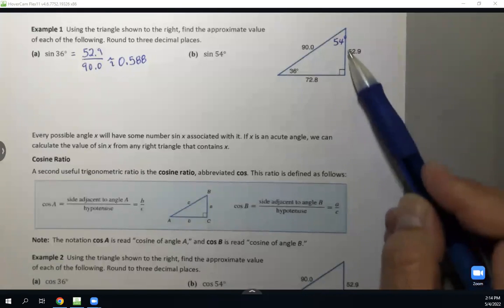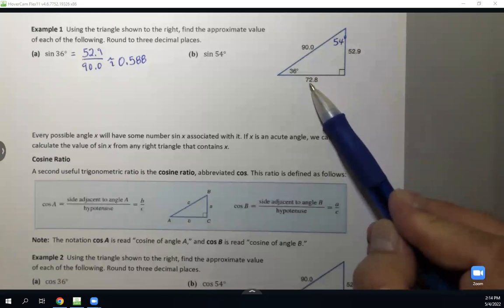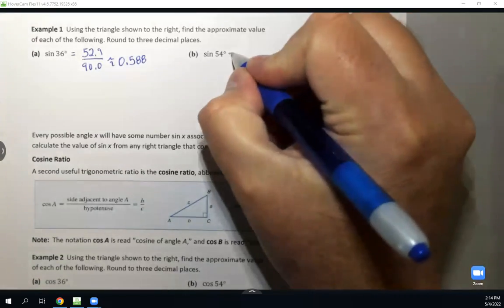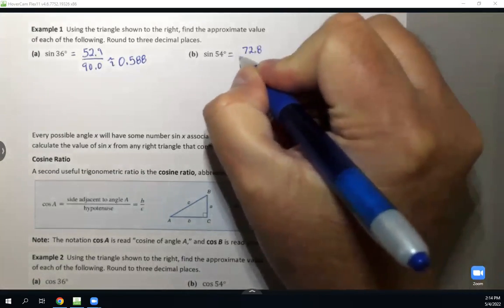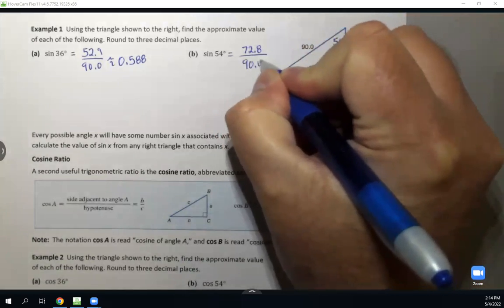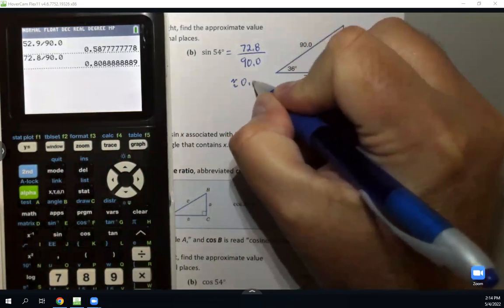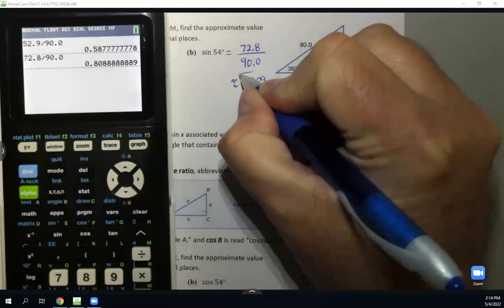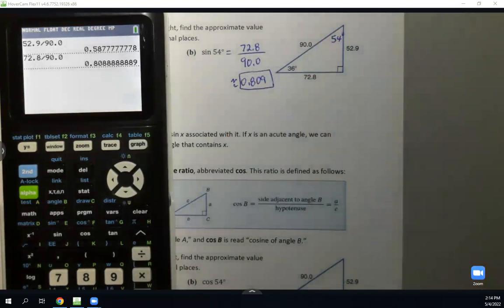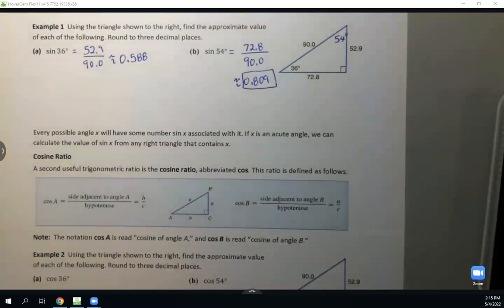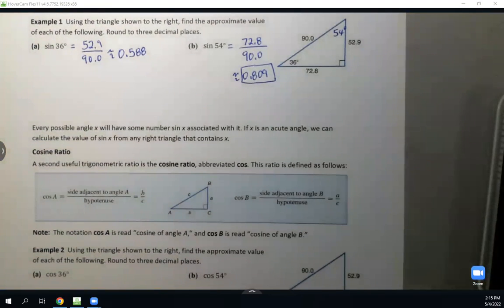So the sine of 54 degrees is going to be the side opposite the 54 degree angle over the hypotenuse. So opposite the 54 degree angle is the 72.8. So 72.8 over the hypotenuse 90.0. And so that is about 0.809, if I round to 3 places as I'm directed. Any questions about that? So again, the sine of an angle is the opposite over the hypotenuse.